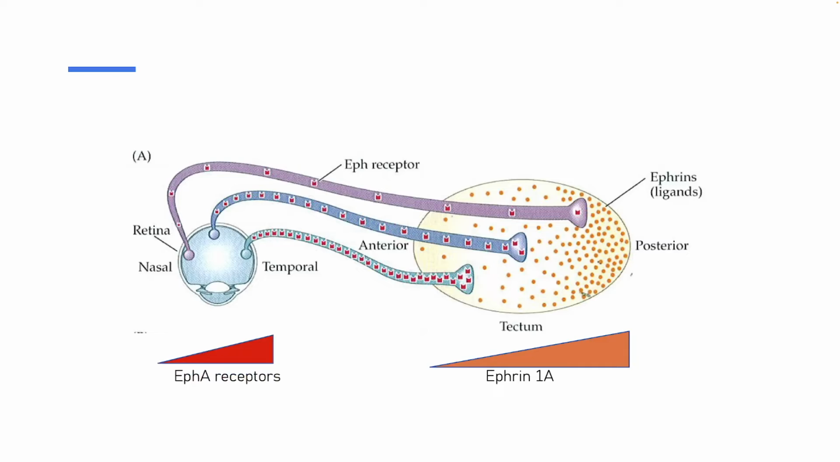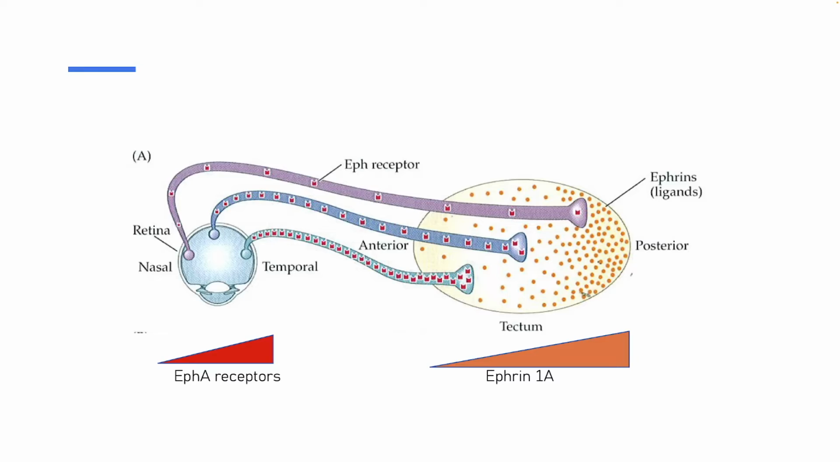The expression of the receptor was also graded in terms of the position of the neurons in the retina. Nasal axons expressed less of the receptor and thus weren't repulsed by the high ephrin 1A concentration found in the posterior end, whereas the temporal axons have high expression of the EphA receptor and thus prefer the anterior end, which had a smaller concentration of the ligand.